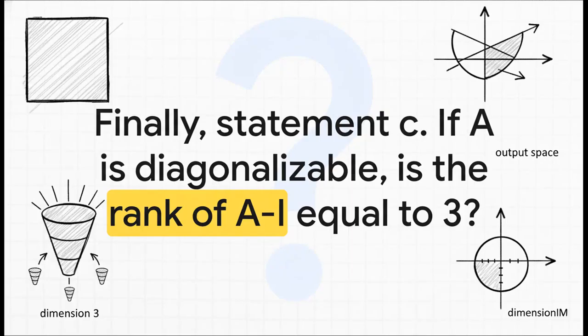It's a little trickier. It starts with a condition, if A is diagonalizable, which is just a way of saying the matrix can be simplified into a really nice, clean diagonal form. And then it asks about its rank. A matrix's rank is basically a measure of its output. You can think of it as the number of dimensions the matrix projects information into. Let's break this one down step by step.